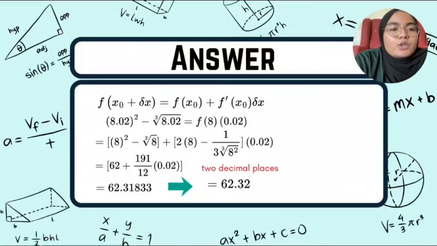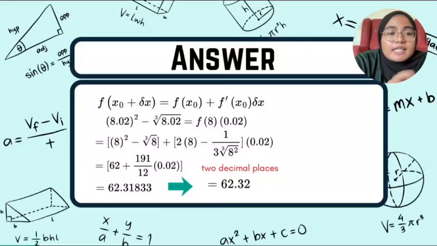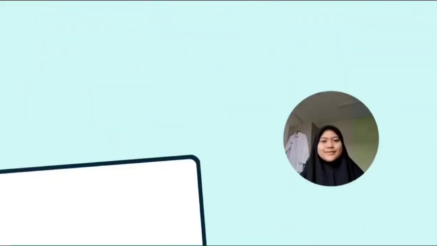So after that, we need to substitute everything into the approximation formula. So we get 62 plus 191 over 12 multiplied by 0.02. When we calculate this, the answer is 62.31833. So finally, we round it to 2 decimal places and our estimate value is 62.32. Finally, this linear approximation helps us estimate the function easily without using a calculator for the full expression.